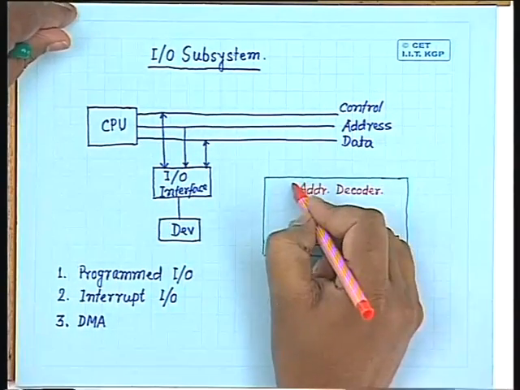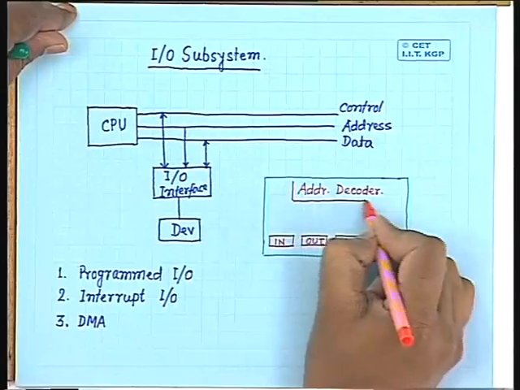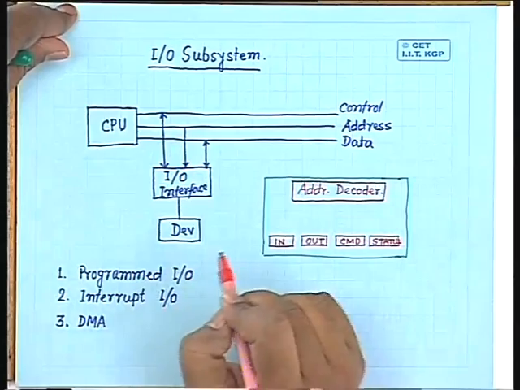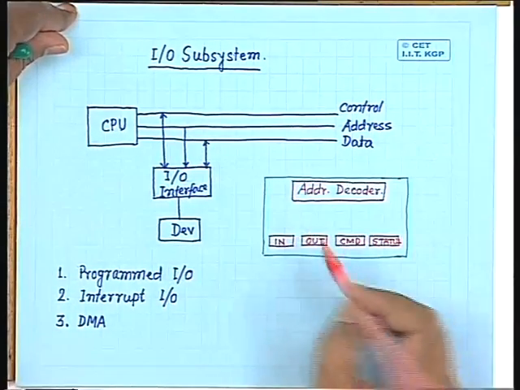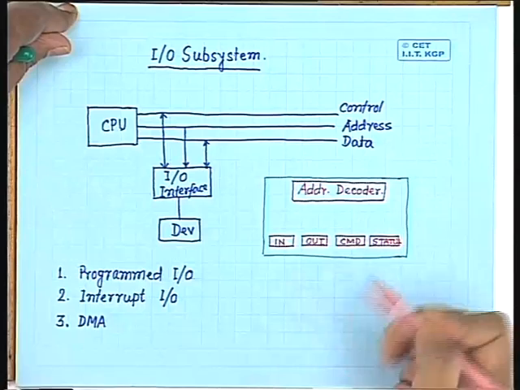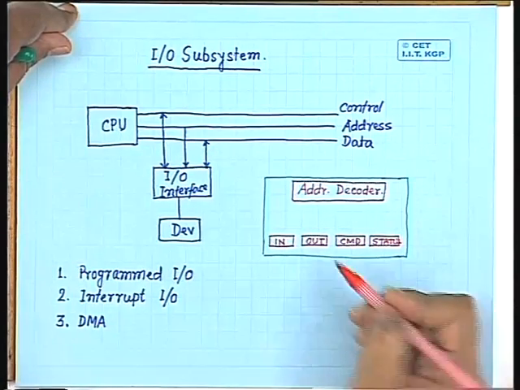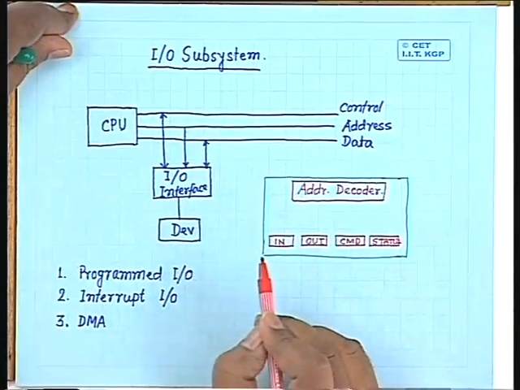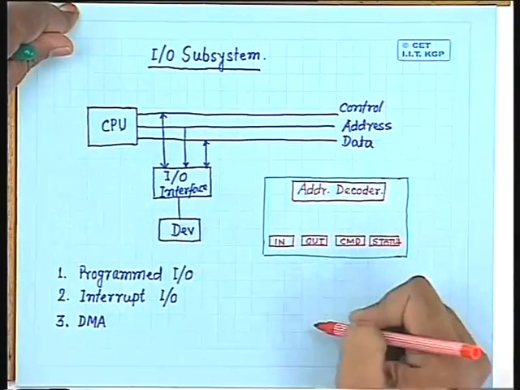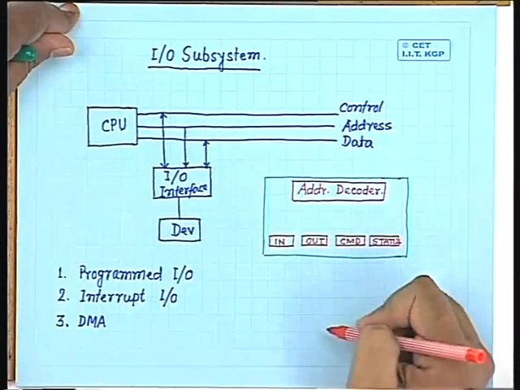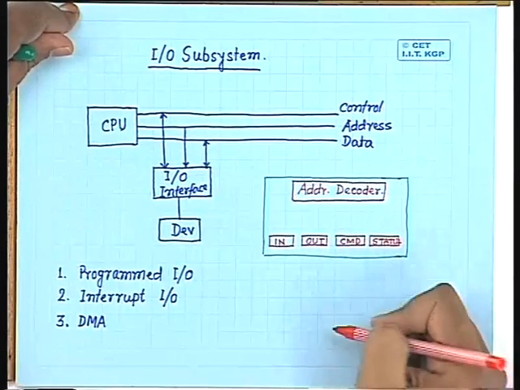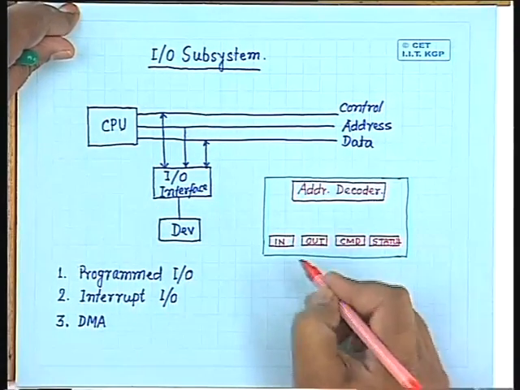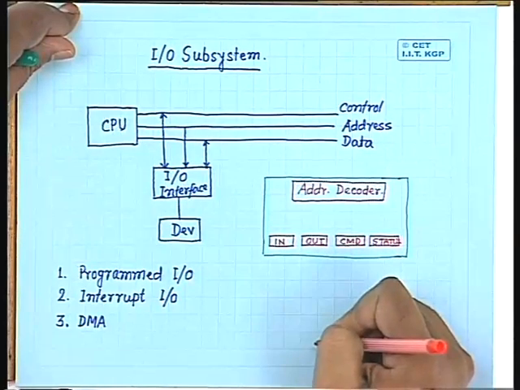Okay. So in this I/O interface unit, if I go for the programmed I/O kind of configuration, the I/O interface unit will have an address decoder. It will have an in register, so that for any inputting operation, the data which is transferred from the input device is stored in the in register. Then the CPU can read the data from the in register. Similarly, for an output device, when data is to be sent to the output device, the CPU will write the data into the out register. Then from the out register, it will go to the device.